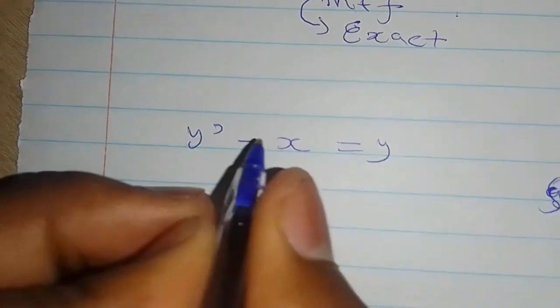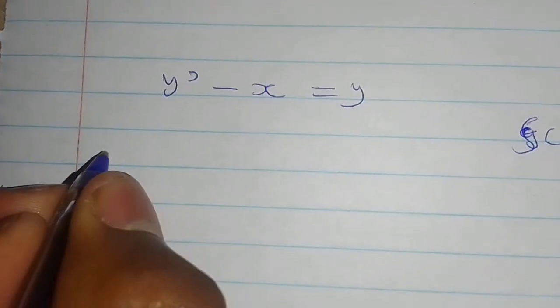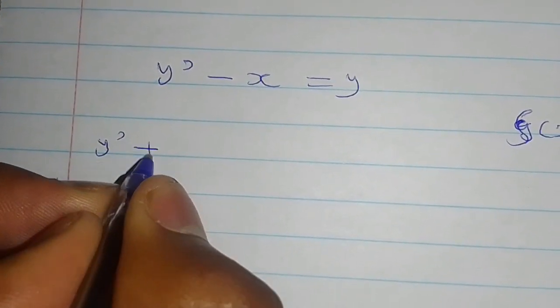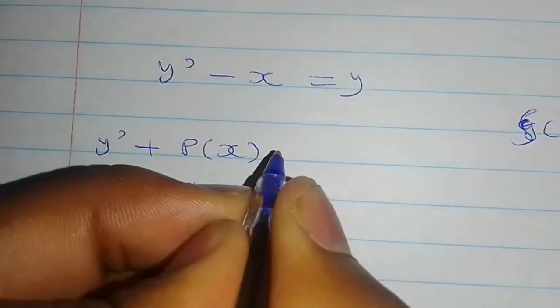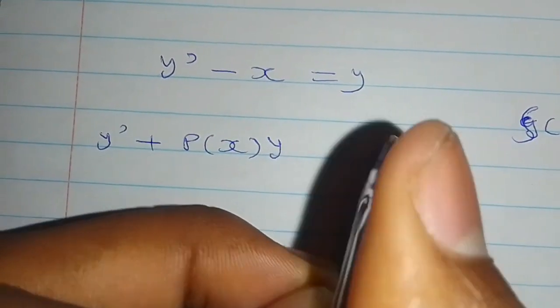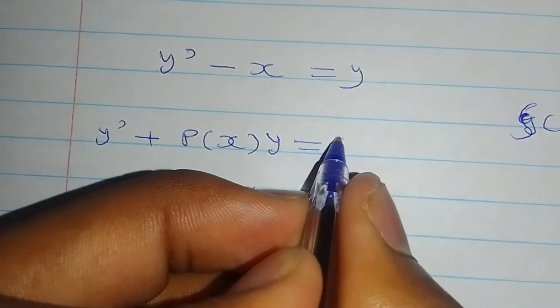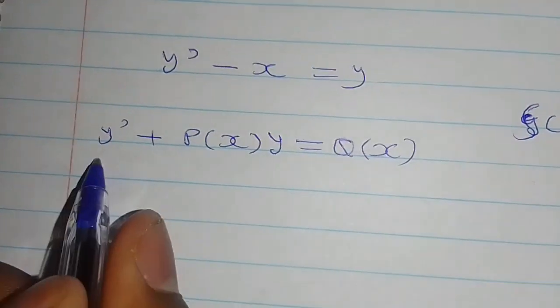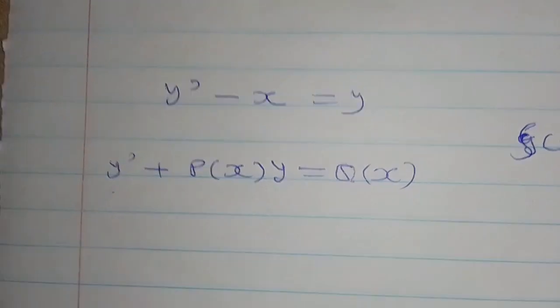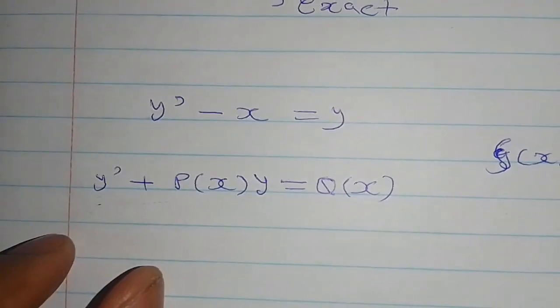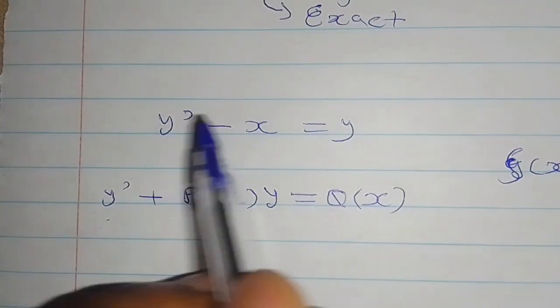So using the integrating factor, notice that you have your differential equation in the form y prime plus p of x y equals q of x. You need your equation to be rewritten in this form. Then you can use the integrating factor to solve that equation. So now let's look at this equation.